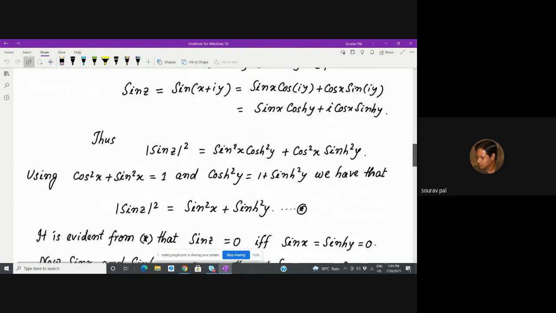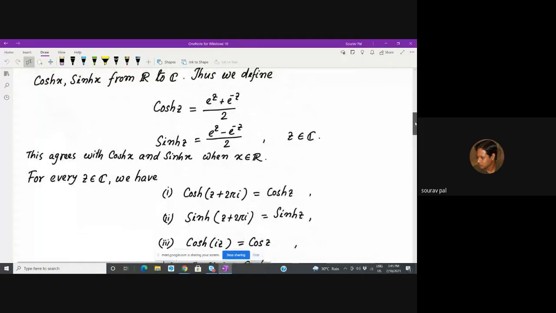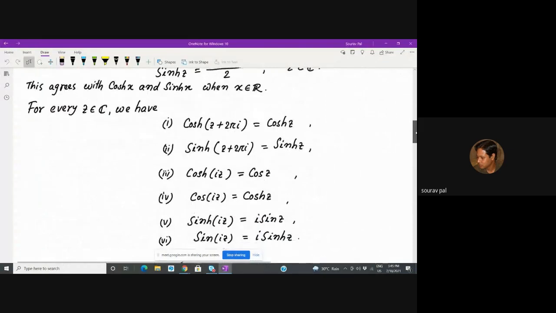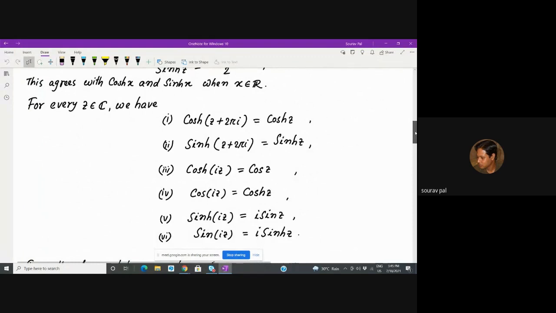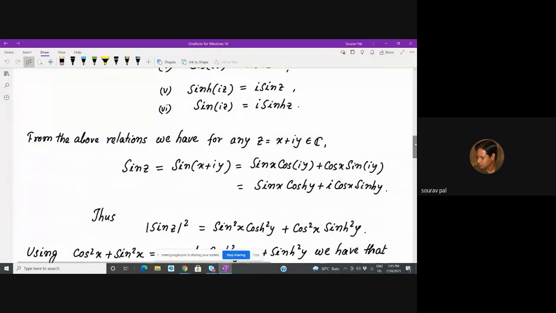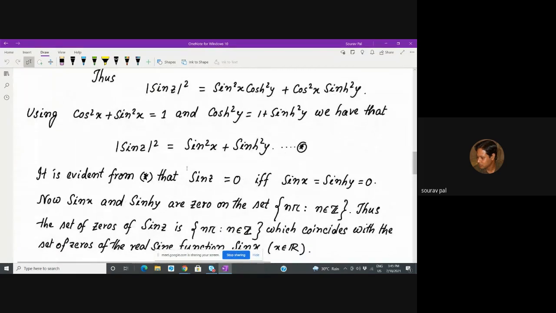Now, what is important here is the zeros of sine z. Let us see what they are. We know that when sine is defined on the real line, the zeros are just n pi, where n varies over the integers. Now, how can we determine the zeros of sine z when z runs over the entire complex plane? That is precisely what is done here. You will see this equality: |sin z| squared equals sin squared x plus sinh squared y, where z equals x plus iy.